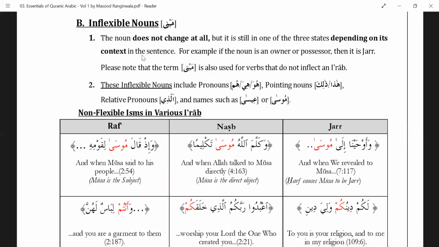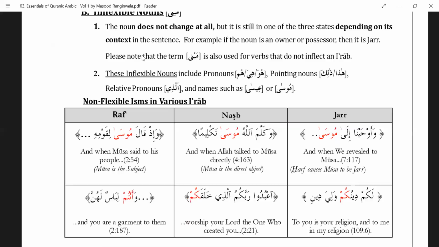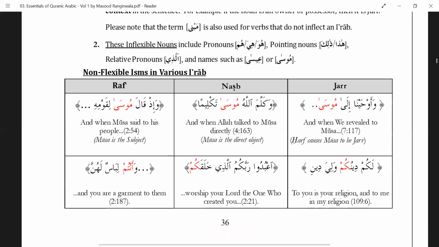Okay. For example, for jar, what we had told, if a word comes after of. So if I say pen of Musa, now you know Musa is in jar because it's coming after of. Now inflexible, you also have some other list of categories which come under the category of noun.